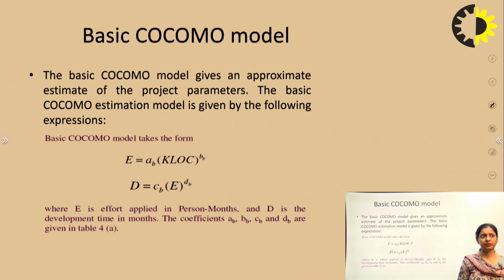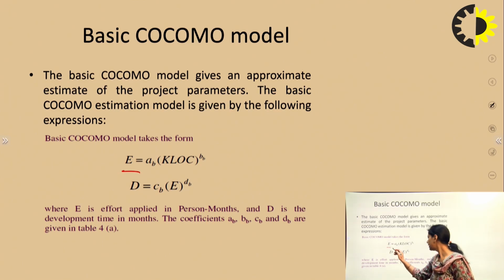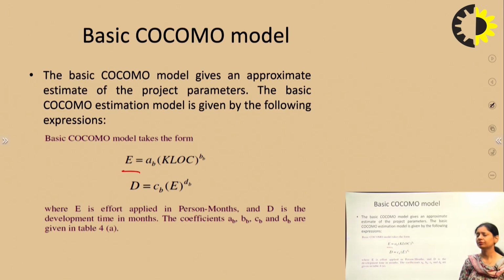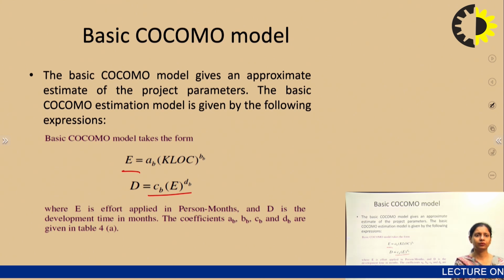So when we talk about the basic COCOMO, it gives approximate estimates of the project parameters. It is given by the expression where the effort applied in person months is E = a × (KLOC)^b, and the development time required in months is D = c × E^d. So E is the effort applied and D is the development time required in months.